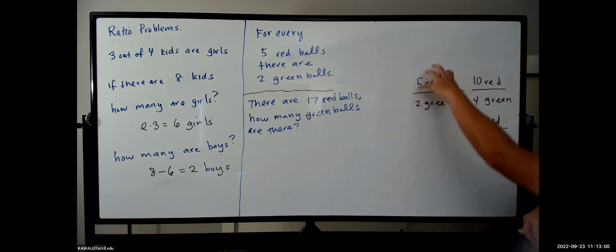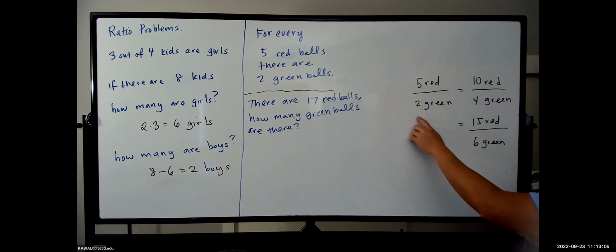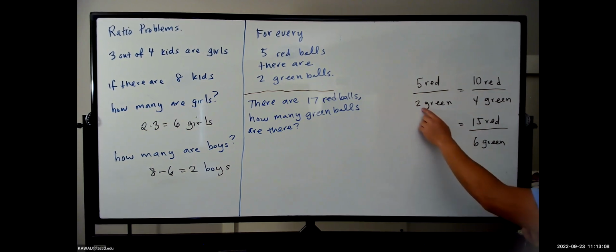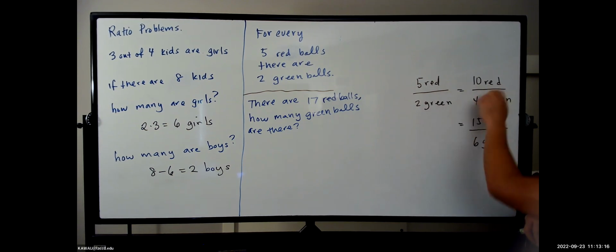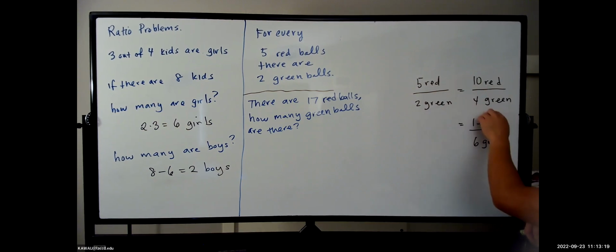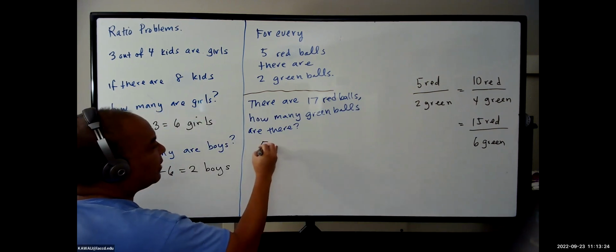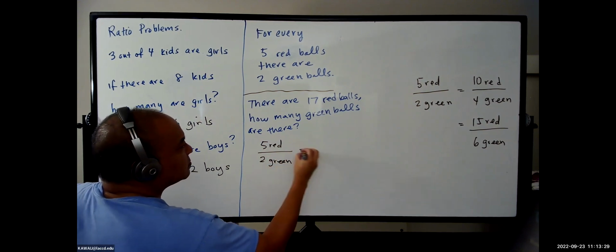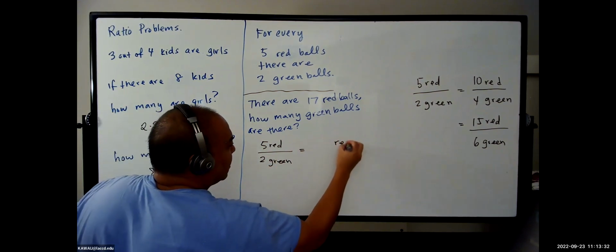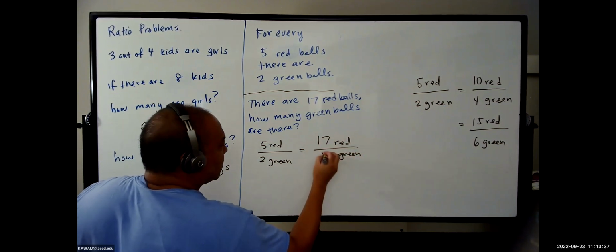When we have this proportion, for every 5 red balls, there's 2 green balls, each one of these fractions are equal to this. So I have red, red, green, green. Notice that, the units? Well, let's do the same thing here. I have 5 red balls and I have 2 green balls. So I want to have red and then I want to have green. So this is 17 and this is X.